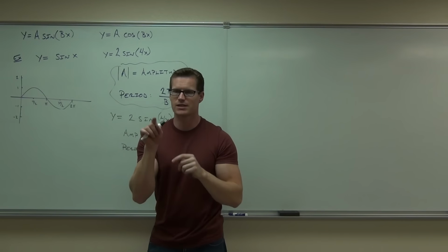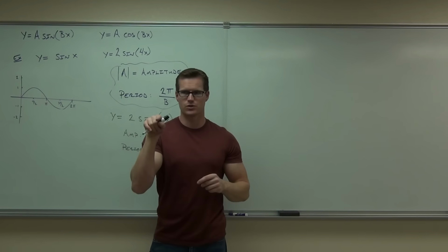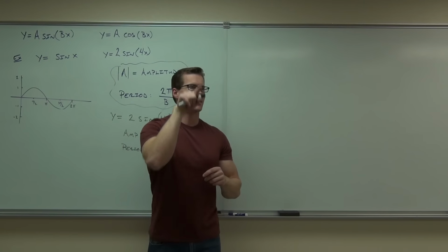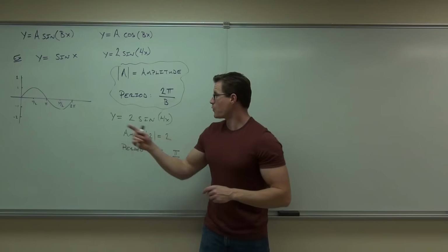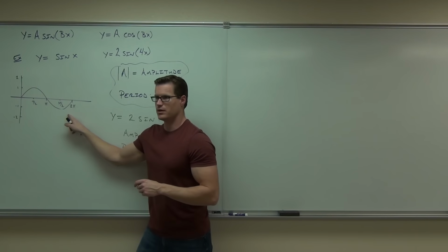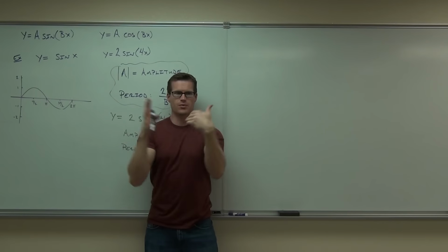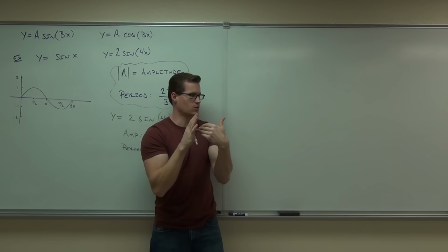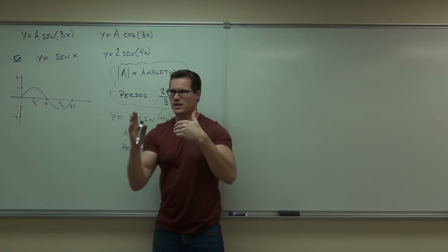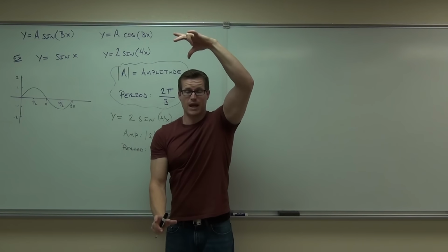So the period says how often you come back to normal. So it's going to go up, down, and back up. Then up, down, and back up. 4 times in this span. What did this essentially do to it? Did this stretch it out, or did that compress it? Very much so compressed it. So what this did is it compressed it and it stretched it vertically. That's what the amplitude did.